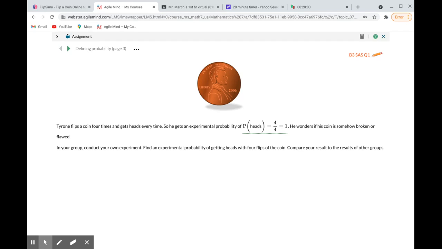So, what I want us to look at is this question dealing with Tyrone. Would you read that for us, Tashandrick? Tyrone flips a coin 4 times and gets heads every time. So he gets an experimental probability of P(heads) = 4 out of 4 = 1. He wonders if his coin is somehow broken or flawed. In your group, conduct your own experiment. Find the experimental probability of getting heads with 4 flips of the coin. Compare your results to the results of other groups.